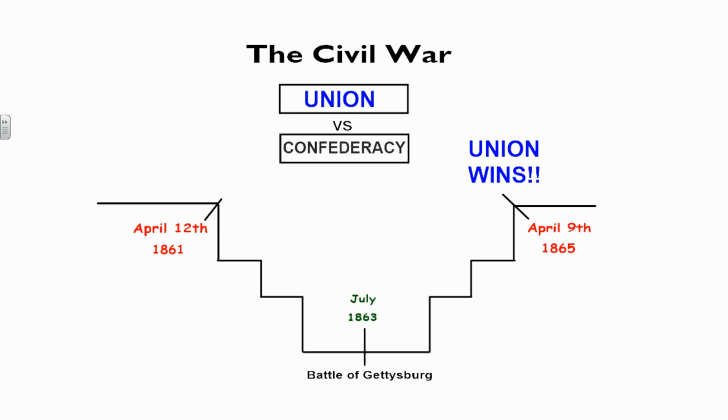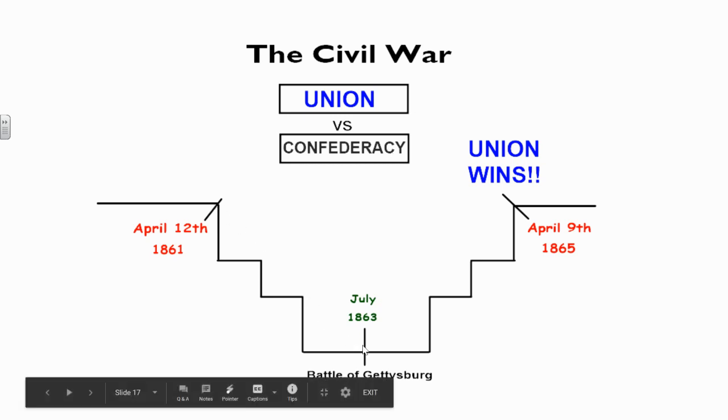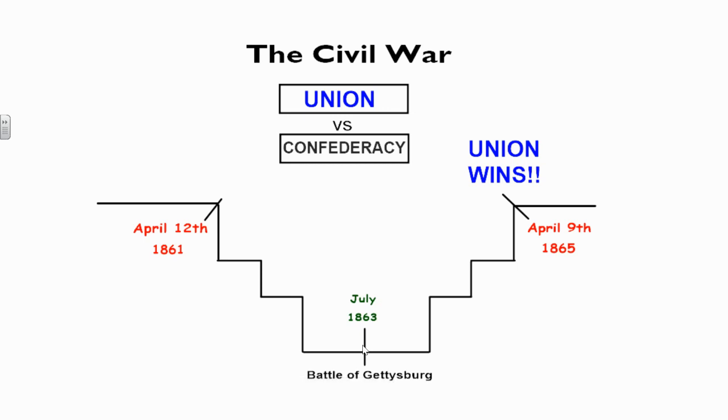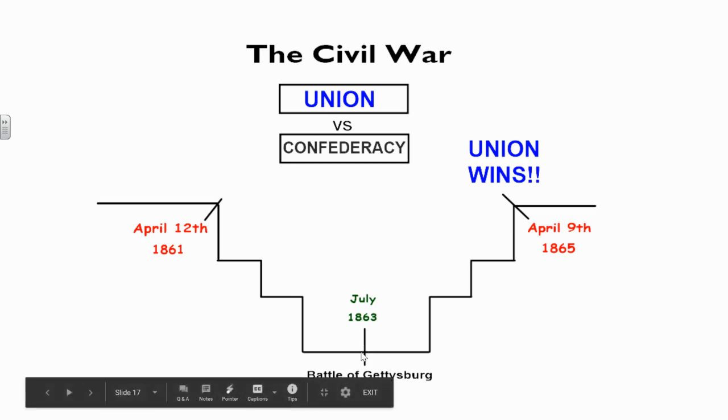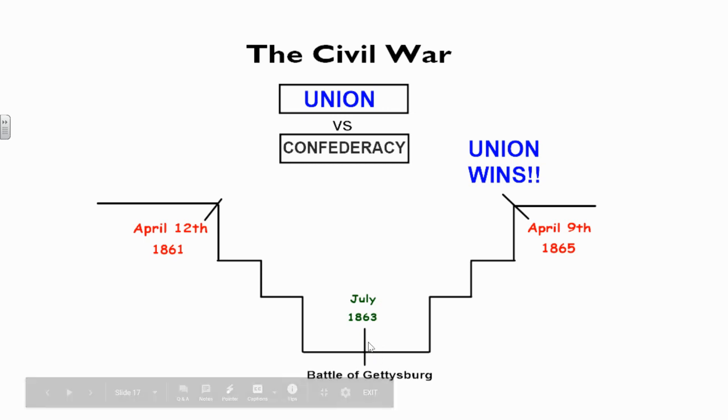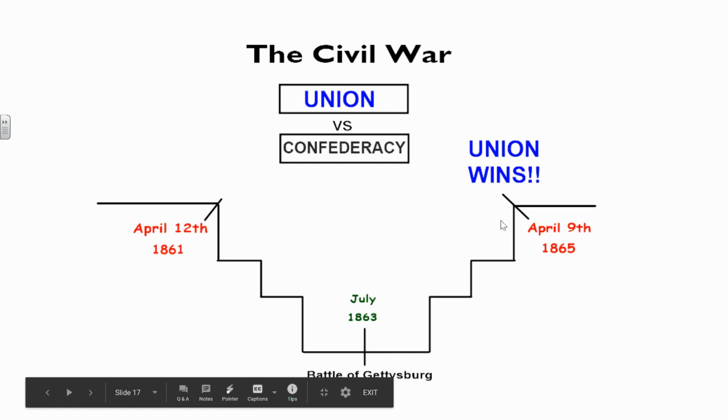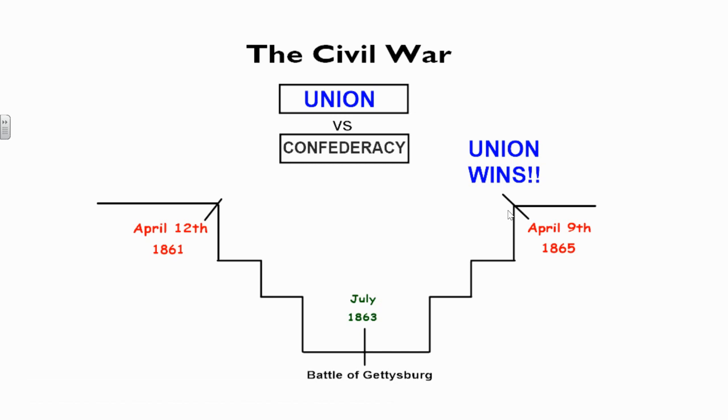So if you take a look at this timeline, the shape tells how the war goes for the Union. When the war begins, it's going downhill here. The war doesn't go very well for the Union. But then we hit what is called the turning point of the war. This is when things start to turn around for the Union, and things get better and better and better for the Union until finally on April 9th, 1865, the Union will win the Civil War.